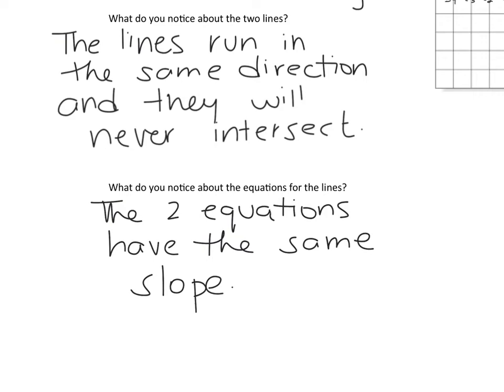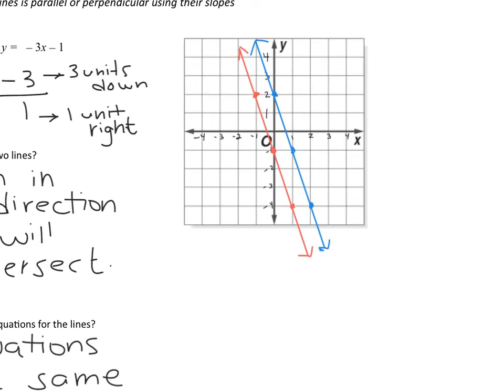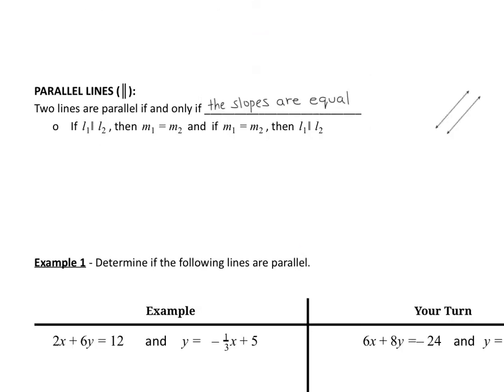So when you have two lines that are running in the same direction and that will never intersect, these are special lines that we call parallel lines. In mathematics, we say that two lines are parallel if and only if the slopes are equal. So again, parallel lines are two lines that are running or pointing in the same direction, and because of this, they will never meet or intersect or cross each other.